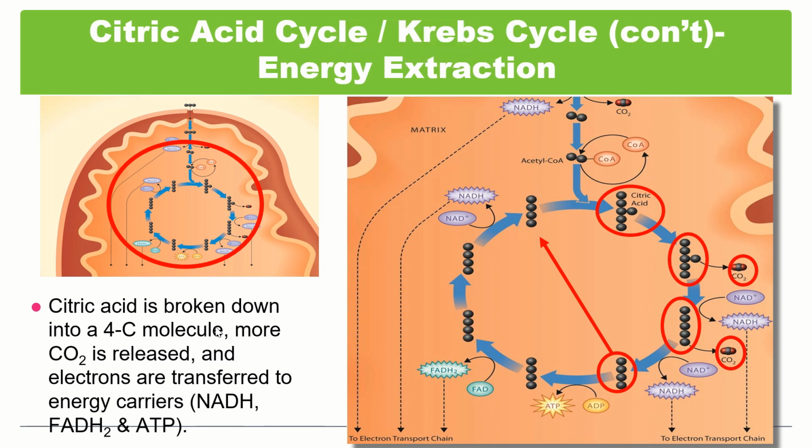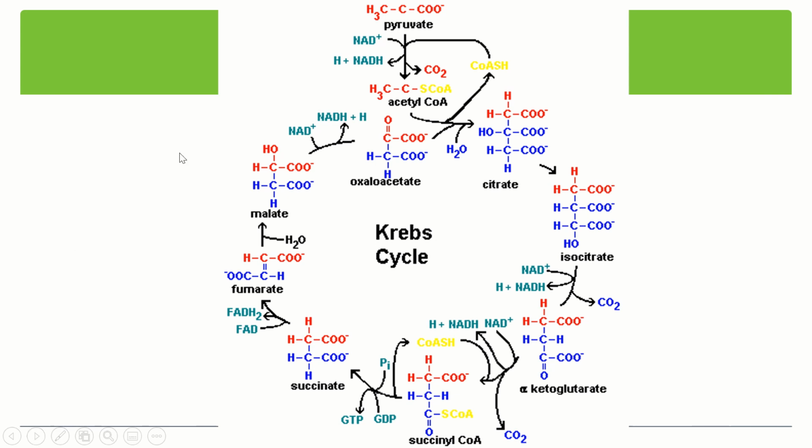So I got interrupted, I forgot where I am, but the overall point, again, of the citric acid cycle is to produce energy carriers and some ATP. Okay? And as a byproduct, you are releasing CO2 as you break down the carbon molecules that are involved in this.